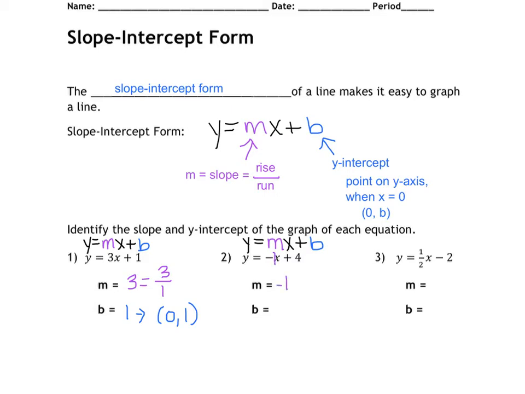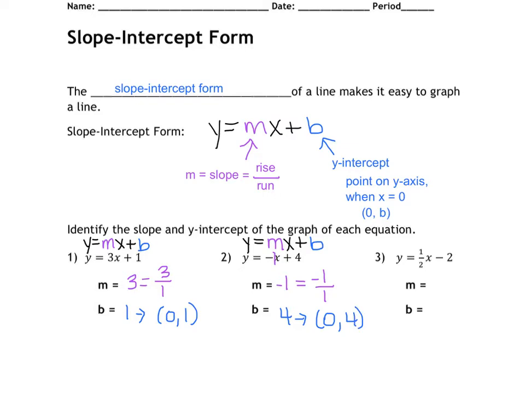Now you want it in fraction form for rise over run. So it's going to equal negative 1 over 1. Now let's find our b value. Our b value would be a positive 4, plus 4. So your b is 4. Therefore, your coordinate would be x is equal to 0, y is equal to 4.